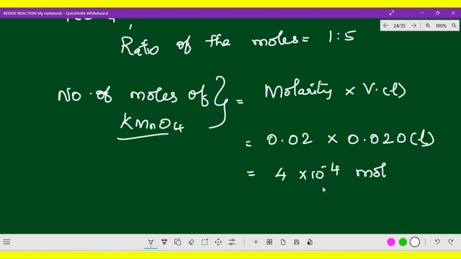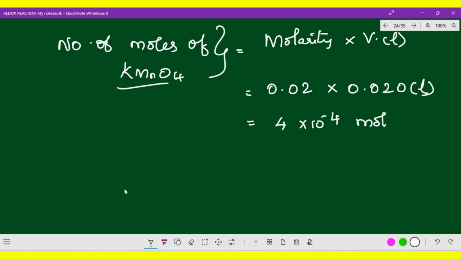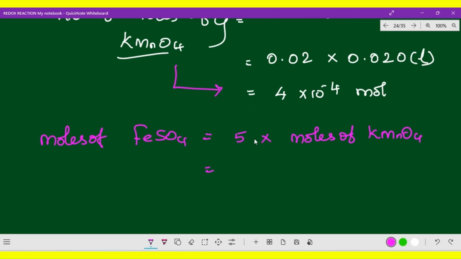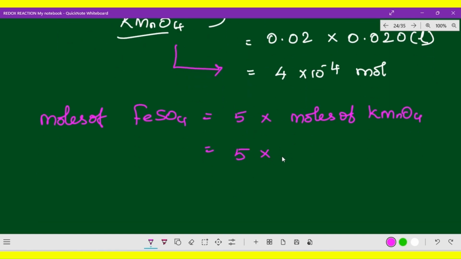Now next, the moles of FeSO4 we have to identify. So the moles of FeSO4 is 5 times, so 5 moles required, no? So 5 into moles of KMnO4, this is that moles of KMnO4, no? So let us apply that: 5 into 4 into 10 to the power of minus 4.